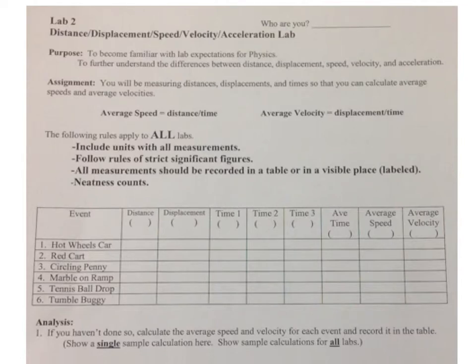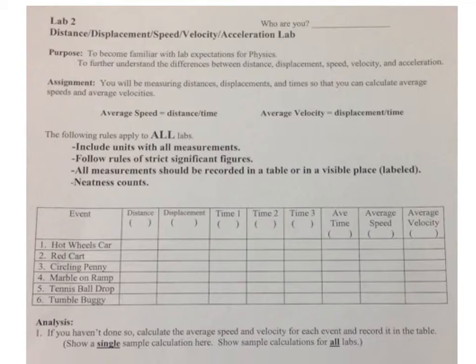Okay, this is the pre-lab for Lab 2. As you can see, the purpose is to become familiar with the lab expectations for physics, but more importantly here to understand the differences between five of the most basic kinematics terms: distance, displacement, speed, velocity, and to a lesser extent acceleration. The two equations are given mainly for the average speed and average velocity. Here you'll be doing computations for those.